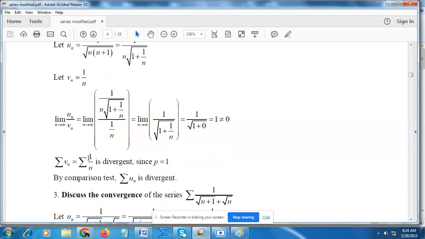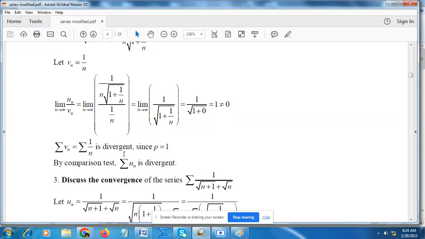Vn is 1 by n. Here it is 1 by n power 1. It is divergent by the p series. Therefore, by the comparison test, sigma un is divergent. If sigma Vn is divergent, sigma un is divergent. If sigma Vn is convergent, sigma un is also convergent.